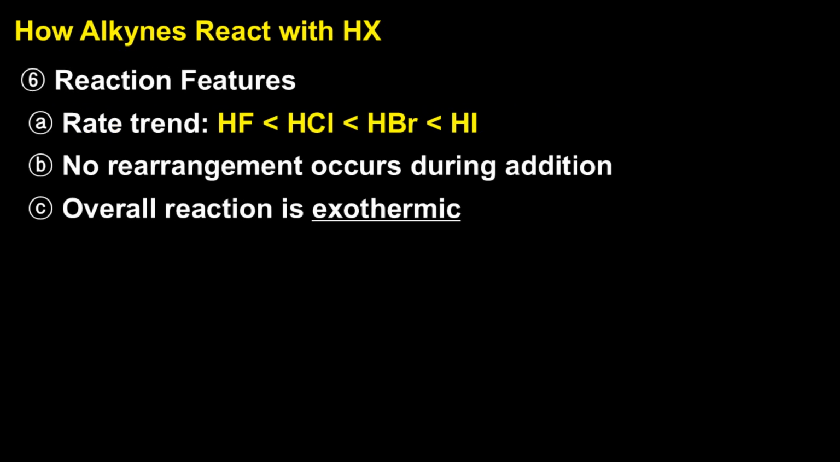Before we wrap up, let's go over a few extra points about this reaction. First, the rate trend follows the strength of the acid. HF less than HCl, less than HBr, less than HI, so HI reacts the fastest. Second, this reaction doesn't involve any rearrangements. That means the product structure is nice and predictable, which really helps when you're designing a synthesis. And finally, the reaction is exothermic. It gives off energy, which helps push the addition forward.